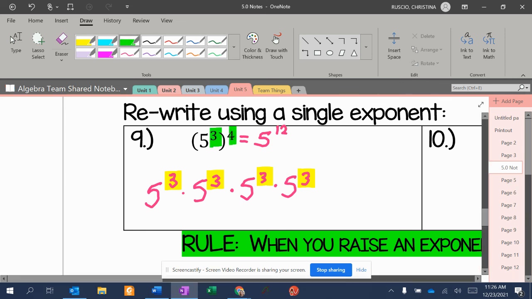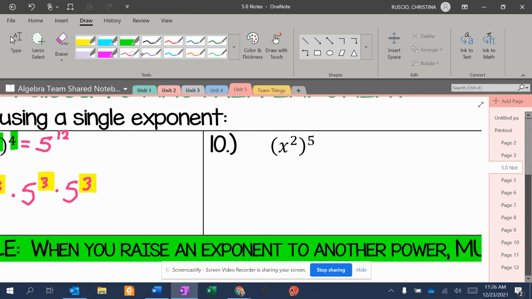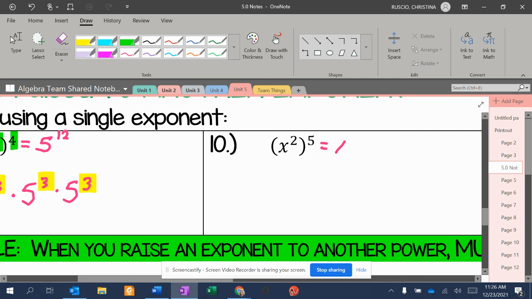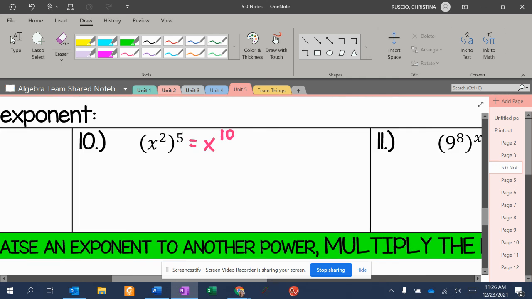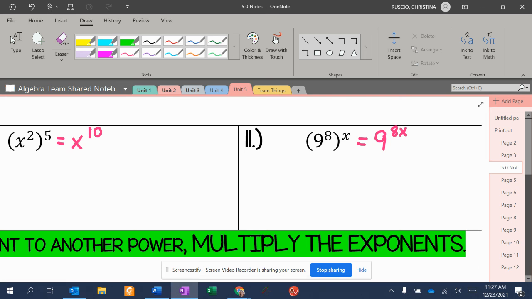What is that rule? What did you do between 3 and 4 to get 12? You multiplied. That's cool. So let's do this with number 10. So x squared to the 5th power is actually x to the 2 times 5, which is 10th power. And then number 11, this looks a little weird. So again, let's generalize. 9 to the 8th power to the x power. Well, we're just going to multiply 8 times x, which is 8x. We can multiply a number times a variable, and we're going to do that a lot this unit, actually.